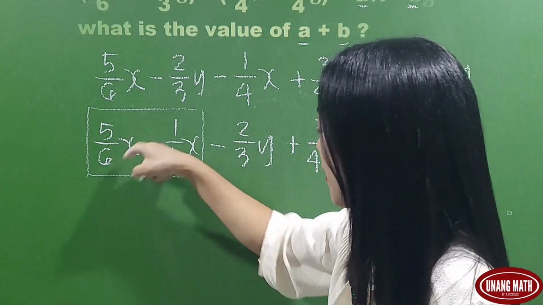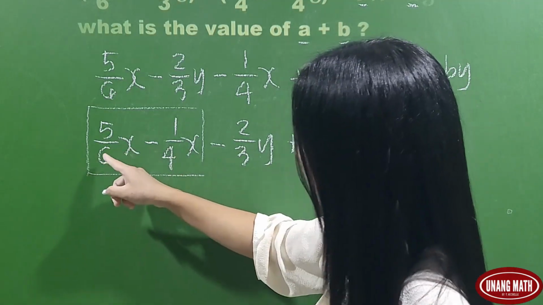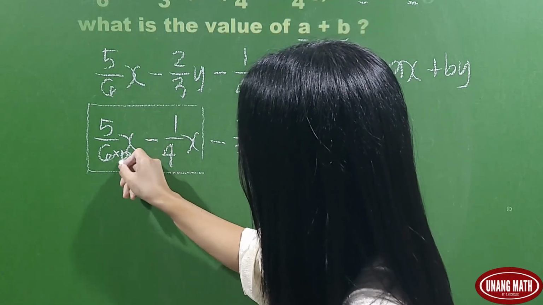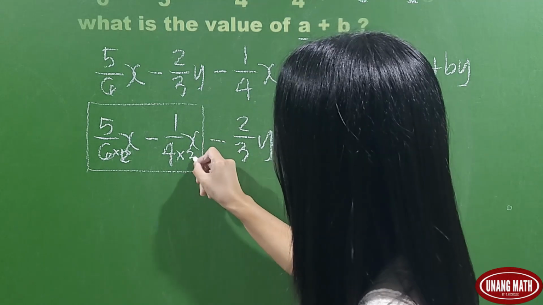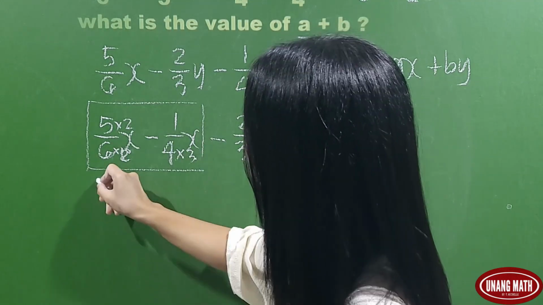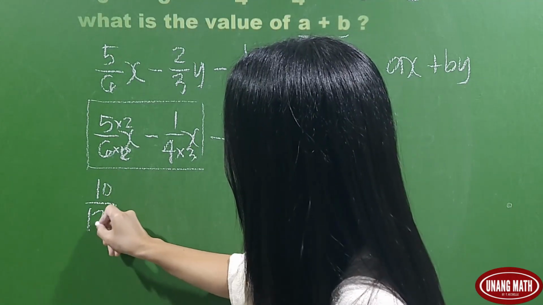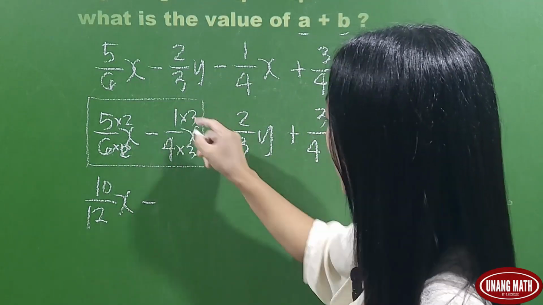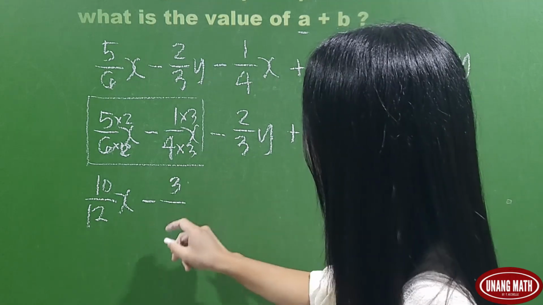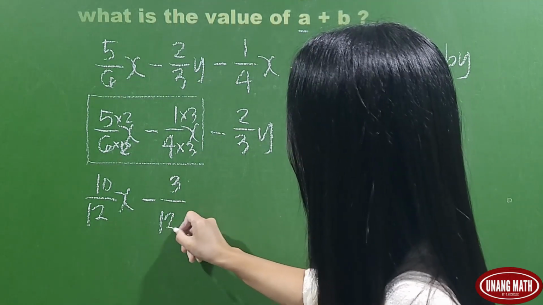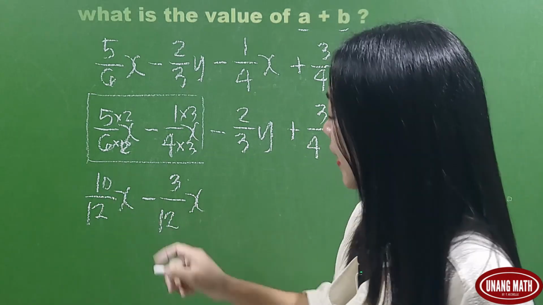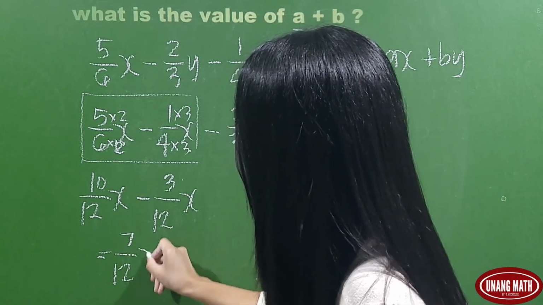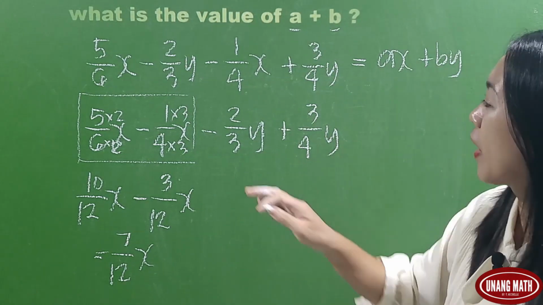Okay, to subtract these fractions, we have to make the denominators the same. So, we can multiply 6 by 2 and 4 by 3. So, this is also times 2. So, we have 10 over 12x. Okay, minus, okay, 1 times 3, this will be 3 over 12x. And this is now equal to 7 over 12x.